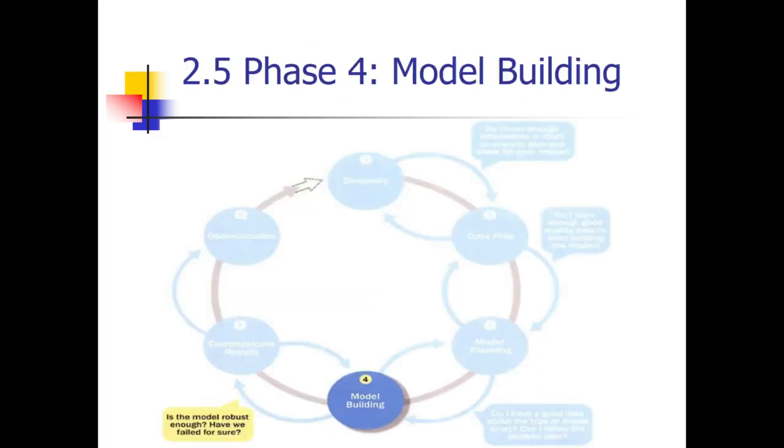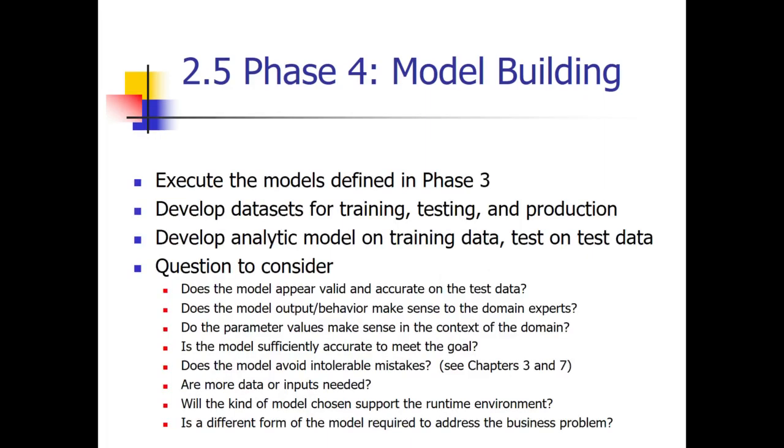Next, coming to model building. This is my fourth phase. In model building, we are going to define the phase in terms of different kinds of questions. The first important question is: does the model appear valid and accurate on the test data or not? Take any kind of data. For example, I want to analyze the data, then definitely I need to split the data into three parts: train data, test data, and validate data.